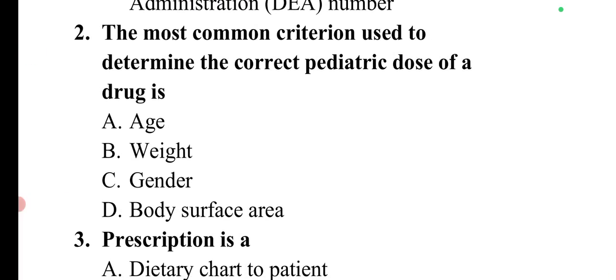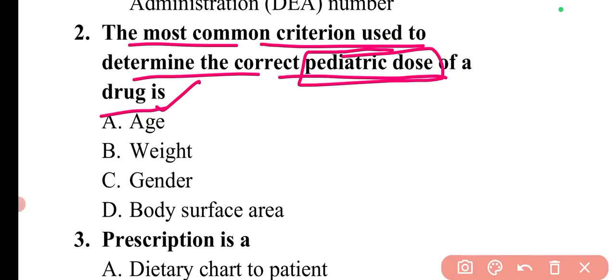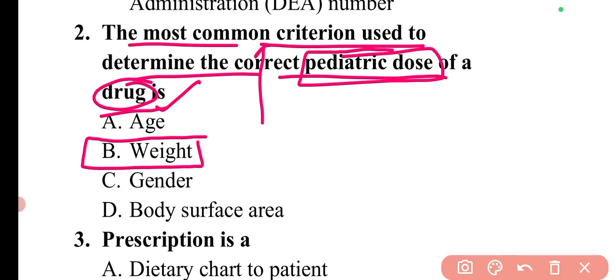Then coming to the next question. The question is, the most common criteria used to determine the correct pediatric dose of a drug is. The correct pediatric dose means the child dose of a drug, so what is the most common criteria used to determine this dose? Weight is the most common criteria used to determine the correct pediatric dose of a drug. So here option B is correct.